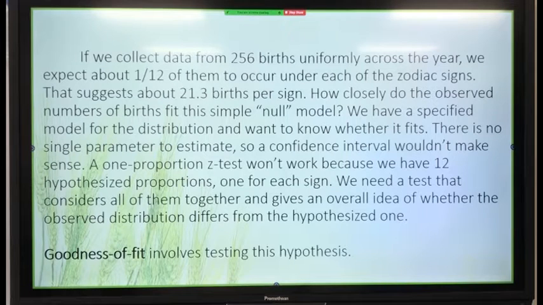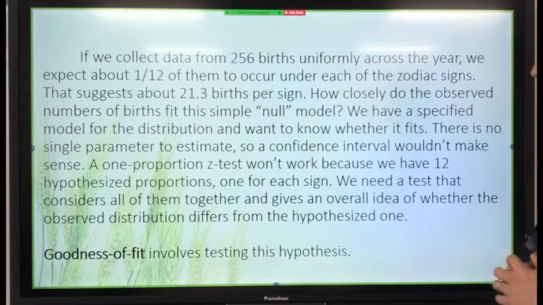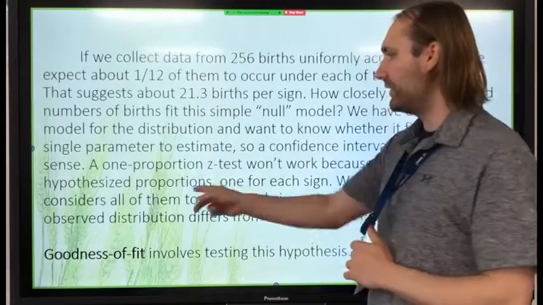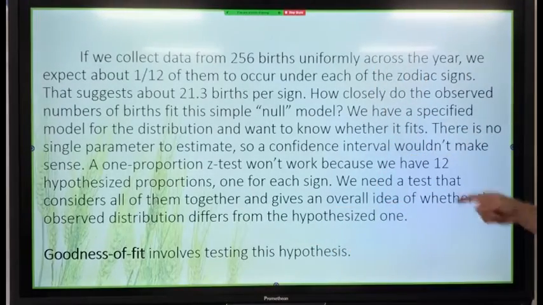A 1 proportion z-test won't work because we have 12 hypothesized proportions, one for each sign. We need a test that considers all of them together and gives an overall idea of whether the observed distribution differs from the hypothesized one. Goodness of fit involves testing this hypothesis. So note, we can't use our prior test because we are dealing with a whole bunch of different proportions, one for each cell.